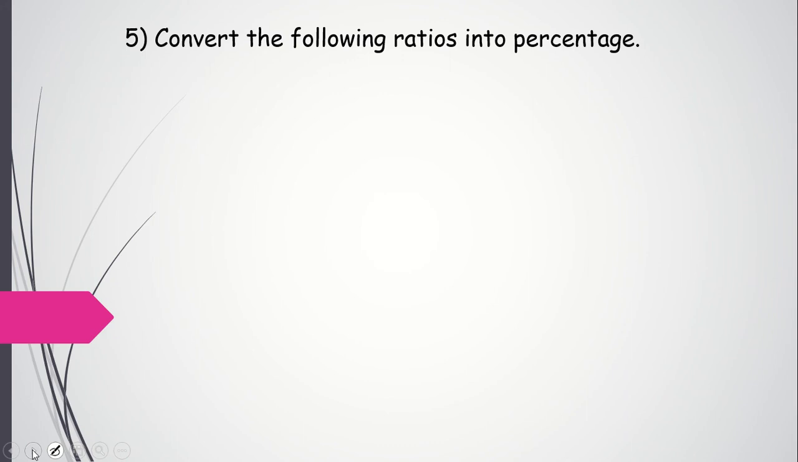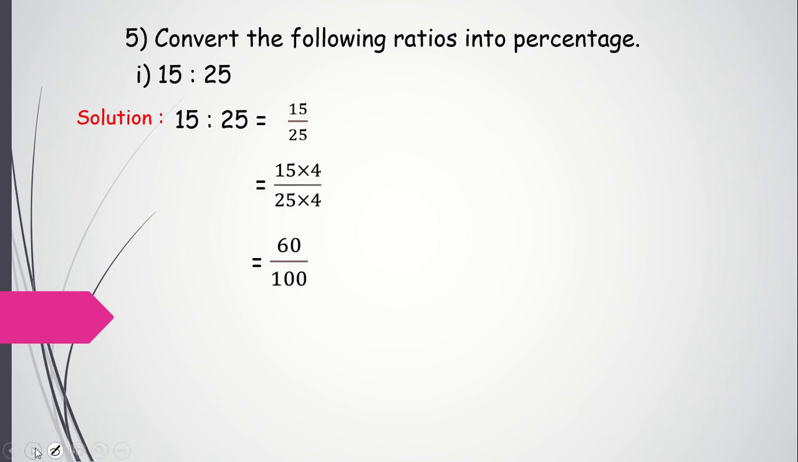Convert the following ratios into percentage. 15 is to 25. This is a ratio, we have to convert it into percentage. So as I told you earlier, percentage means we have to get 100 in the denominator. So here it is easy to get 100 in the denominator. 25 fours are 100. So we multiply numerator and denominator by 4 and we get 100 in the denominator. So that's 60 upon 100 and that is 60%.